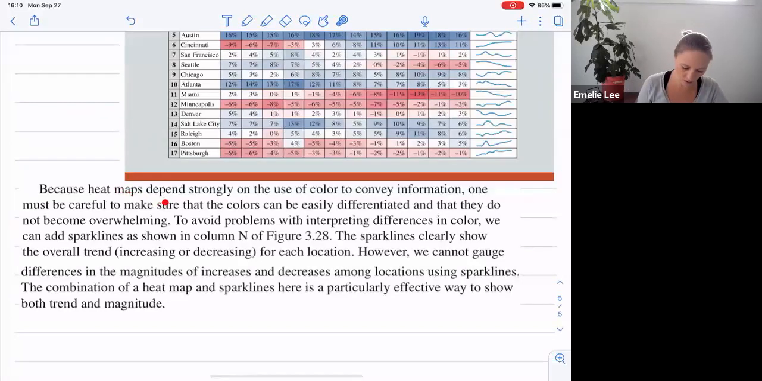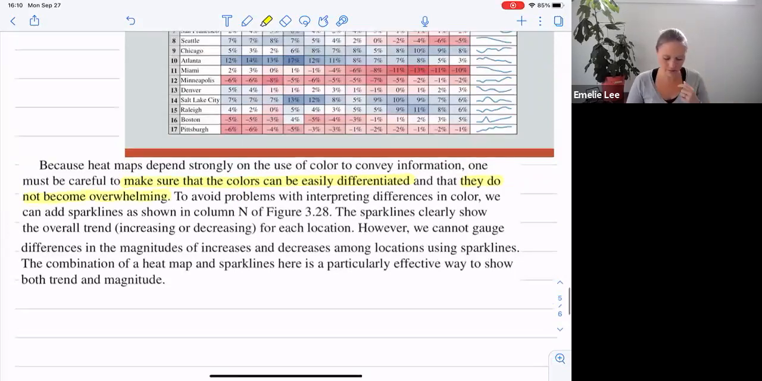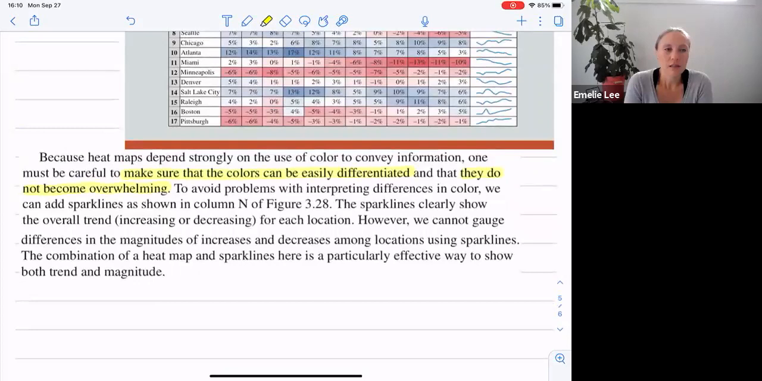But yeah, so heat maps depend strongly on the use of color, right? And so you want to make sure that the colors are easily differentiated, but also that they do not become too overwhelming. So just something to keep in mind.